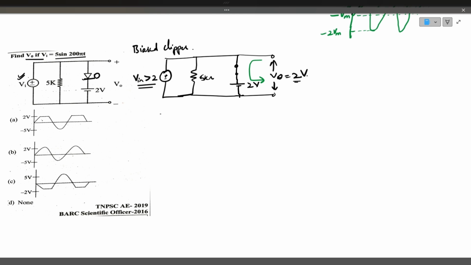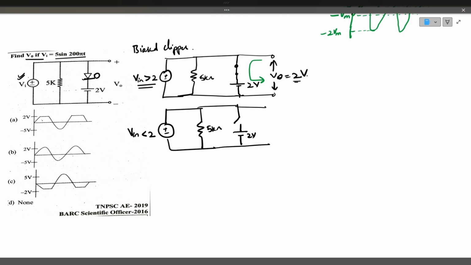If the input voltage is less than 2 volts, then the diode remains as an open circuit. So the output voltage now is equal to the input voltage. If you apply KVL here, the output is nothing but the input voltage.